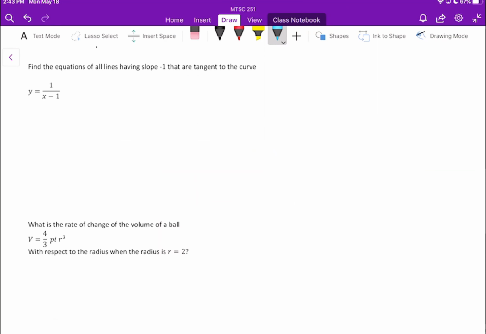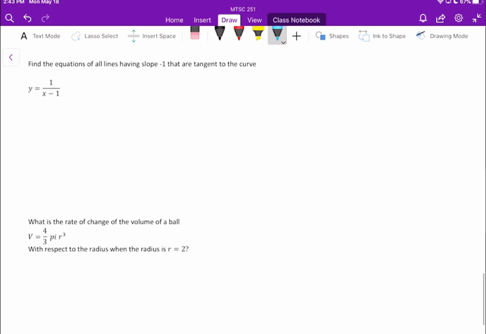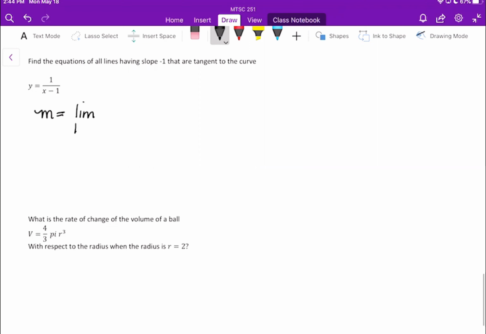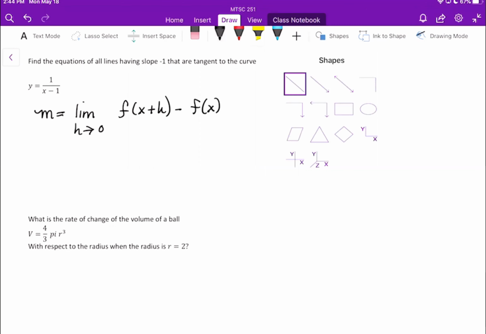Next, we want to find the equation of all lines having slope equal to -1 that are tangent to this curve. So our function is y is equal to 1 over x minus 1. So what I would have you do is, we know that our slope m is going to be the limit as h approaches 0 of f of x plus h minus f of x all over h.